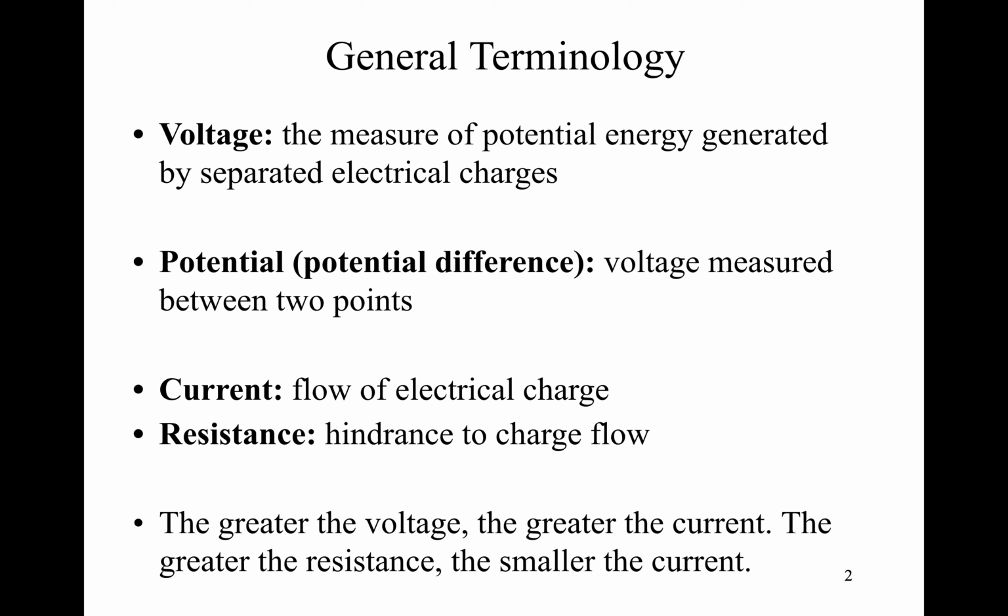Another way to describe voltage is to just say what is the charge in that location. So the voltage really refers to the charge in a specific location. The potential, or the potential difference, is then going to be the difference in voltage at two locations. So the potential is the voltage measured between 2 points, or the charge difference between two locations.